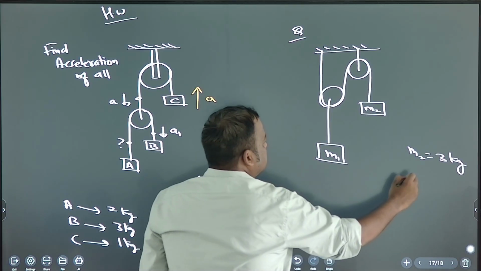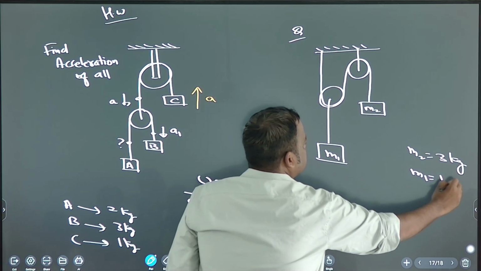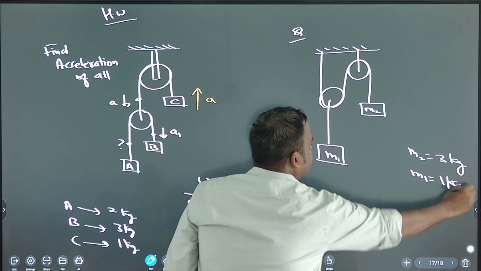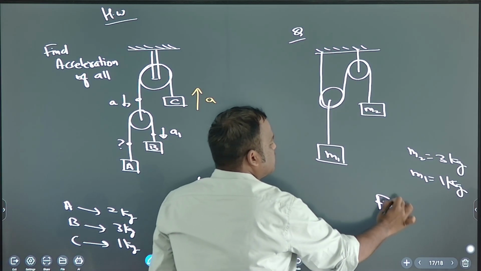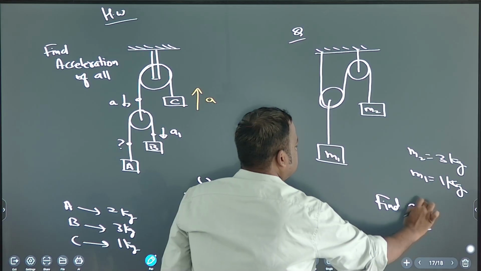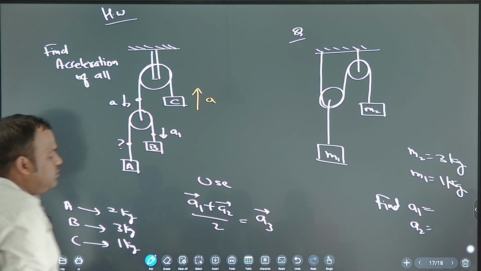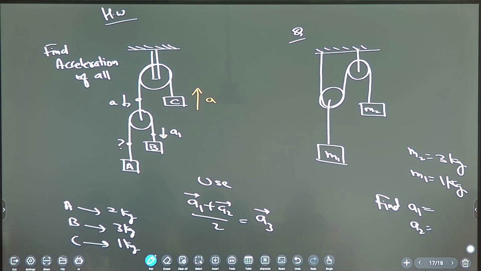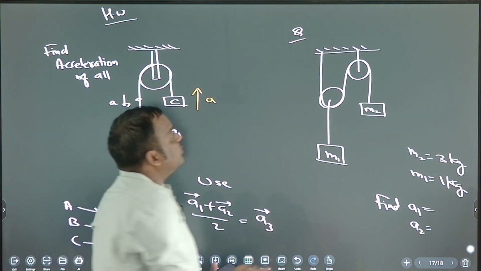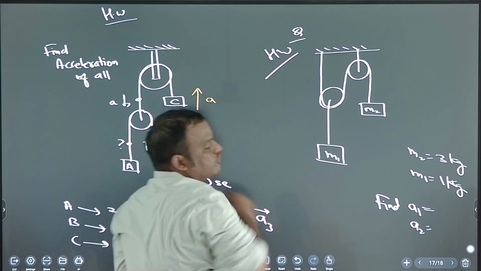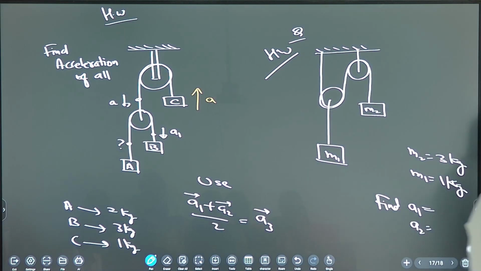M2 is 2 kg, M1 is 1 kg. Find accelerations of M1, M2. Okay, that's it. Homework. Okay, chalo, that's it. We'll continue.